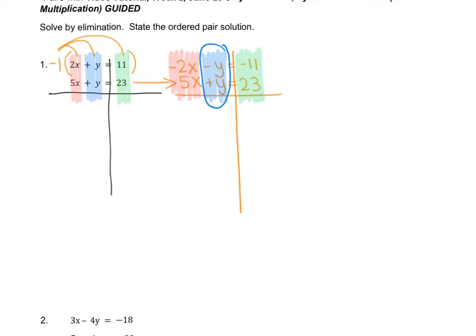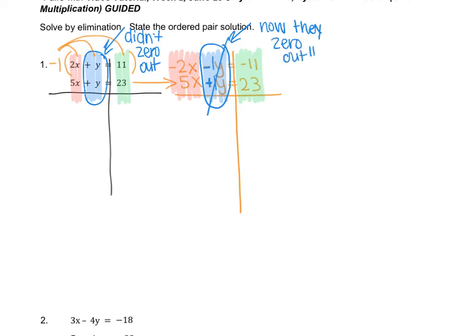my y's, I still have one here and one here. So my numbers are still the same. But now I have a negative 1 and a positive 1. So those zero out and those cancel out. They didn't over here. They didn't cancel here. Okay, so they didn't zero out here. All right, so now they zero out. And now we're happy. And now I can continue on.